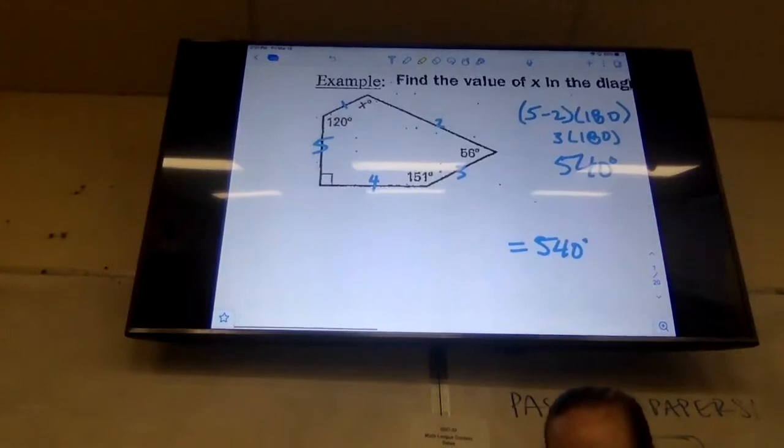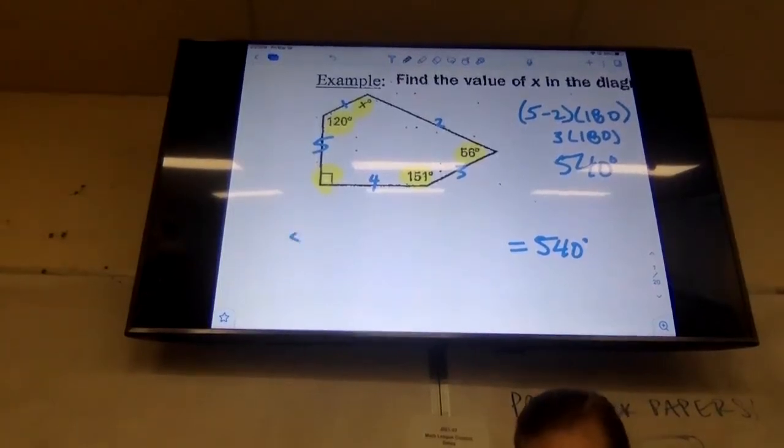And so I'm going to add up all of the angles. I've got 56 plus 151 plus 90 plus 120 plus x. Add them up and then subtract them from my 540.